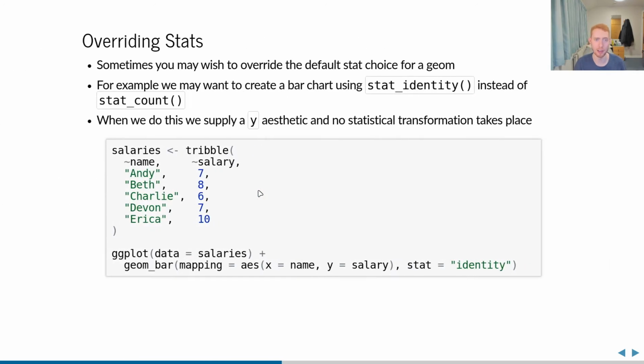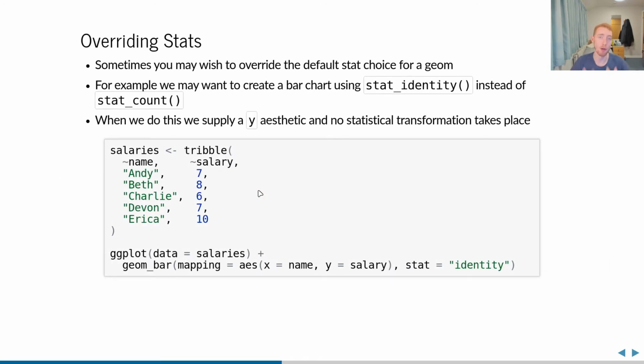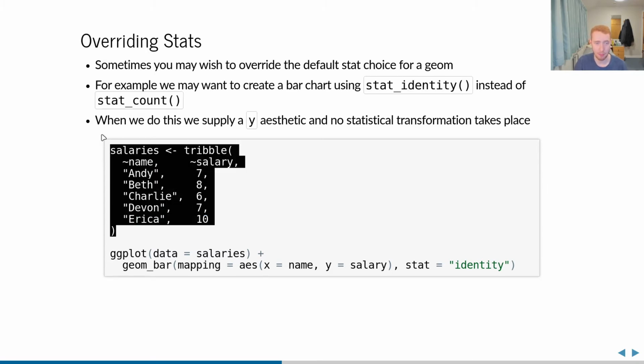So let's have a look at an example when we can overwrite a stat to not use the default. Sometimes we don't want to use the default. For example, we might want to use a bar chart with stat_identity. So count is the default. That counts how many things are in each bin. But what if we had data where we actually had the numbers or the counts already? What would we do in that case? So let's take this data set here.